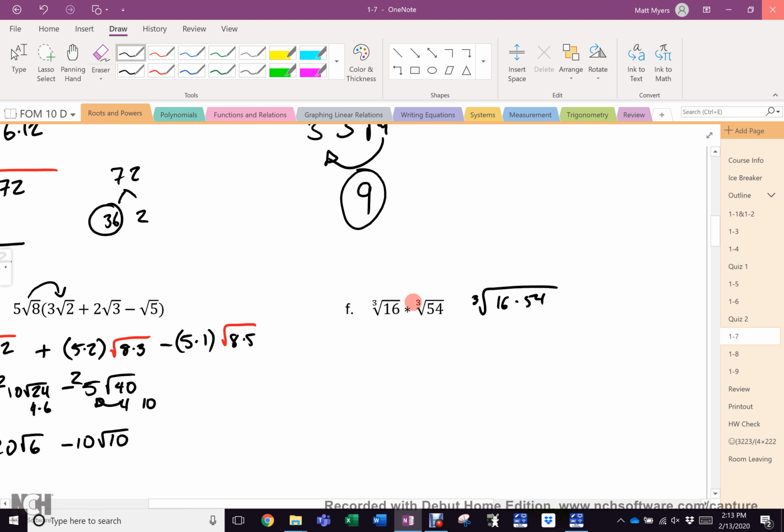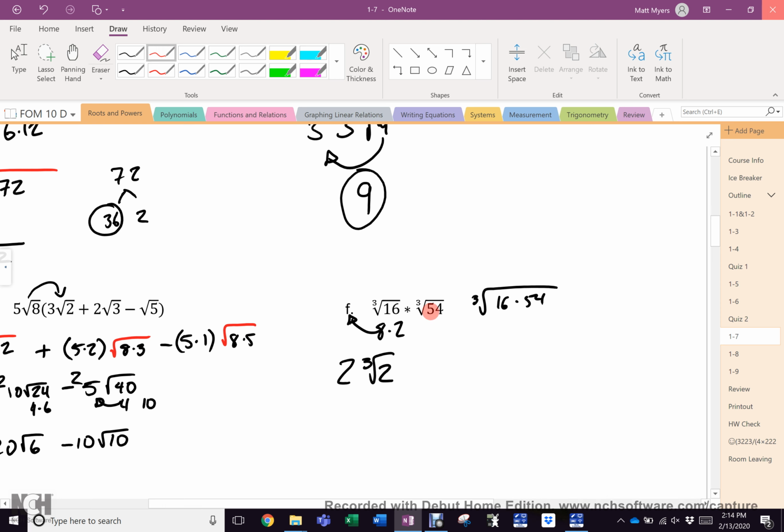Does everybody see that? What is the cubed root of 16? What should we break it into? Cube root. What should I use? What's a cube that goes into 16? 8. 8 times 2, right? So this is 8 times 2. What's the cubed root of 8? So what's coming out here? So I've got 2 cube root 2, don't I?